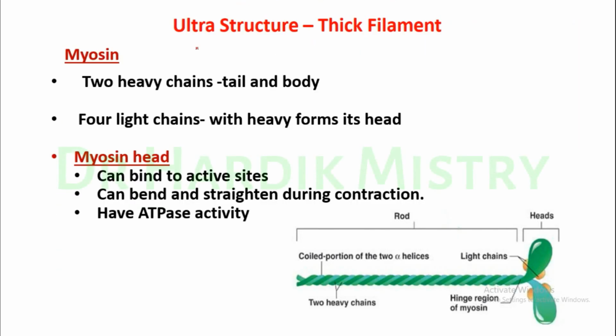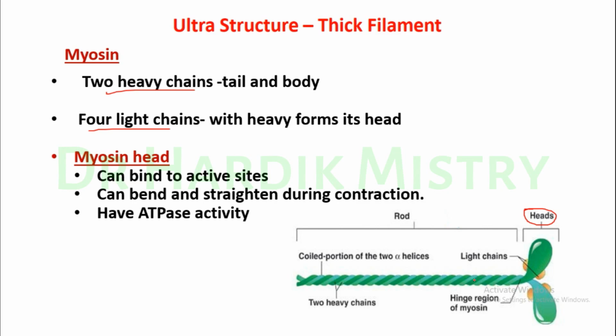Okay, now the ultrastructure of the thin and thick filament. First we begin with the ultrastructure of the thick filament. The thick filament is made up of myosin, and inside the ultrastructure of myosin there are two heavy chains which form the tail and body of the myosin filament, and there are four light chains which attach to the heavy chains and form its head. Here you are seeing the head of the thick filament. This is the rod or the tail of the thick filament.